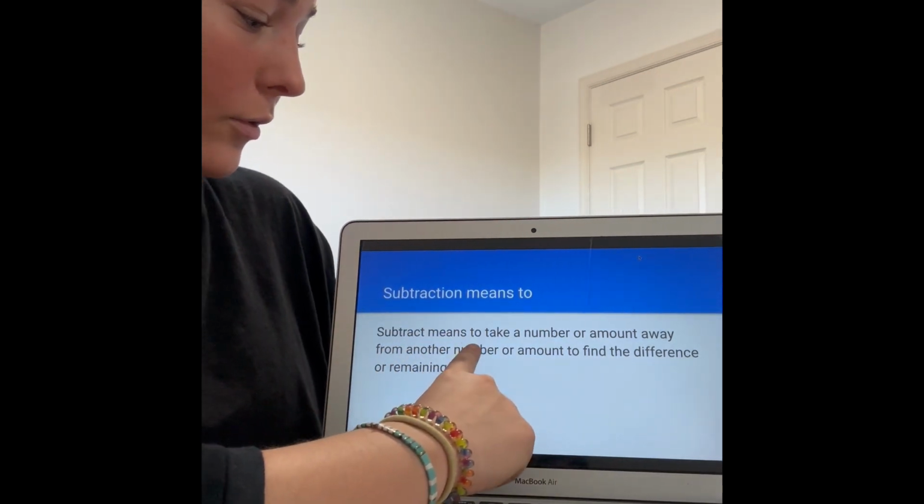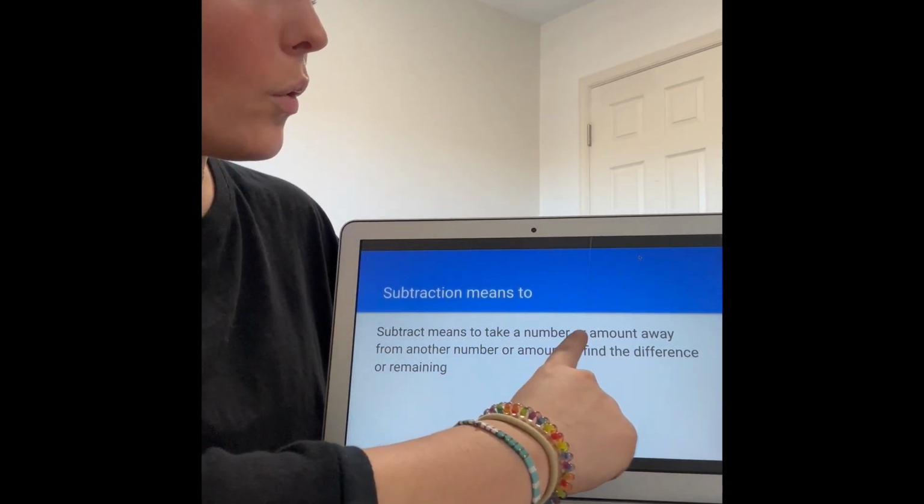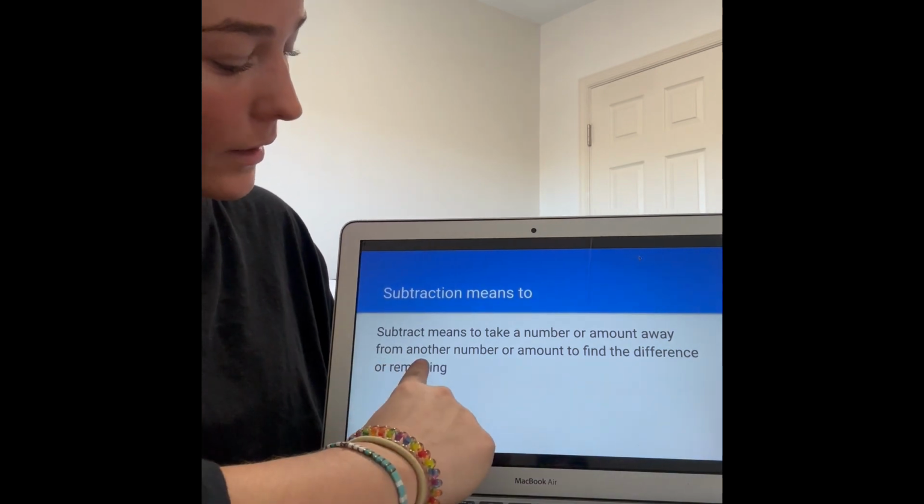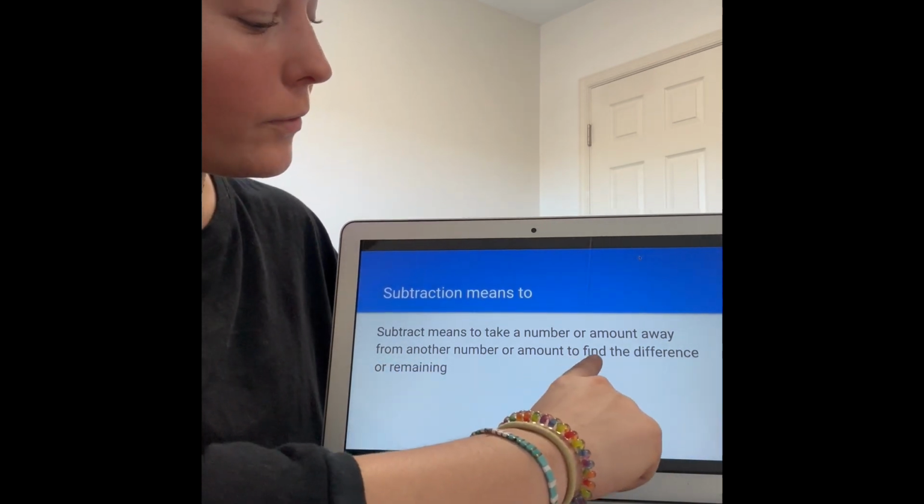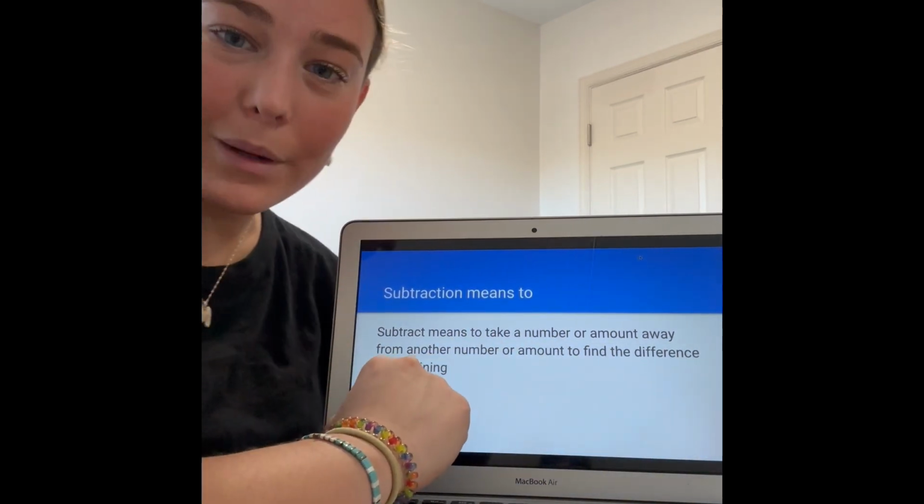All right, our next definition, if everyone can repeat after me. Subtract means to take a number or amount away from another number or amount to find the difference or remaining.